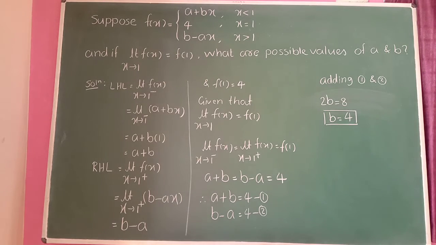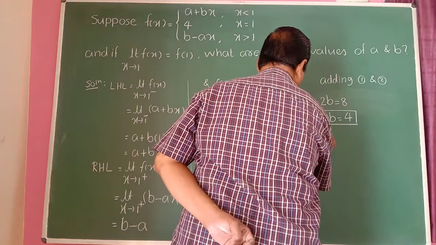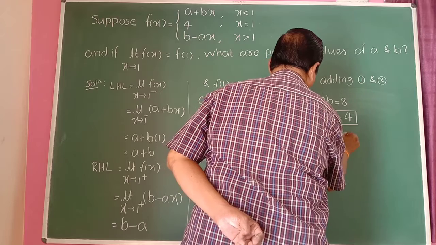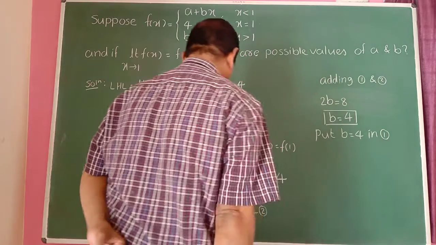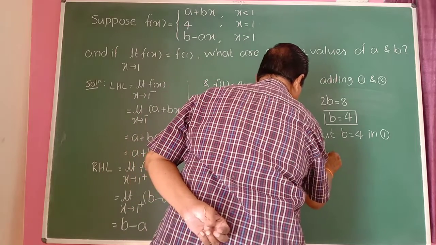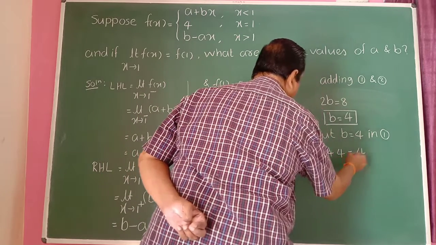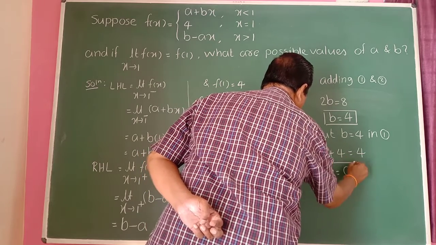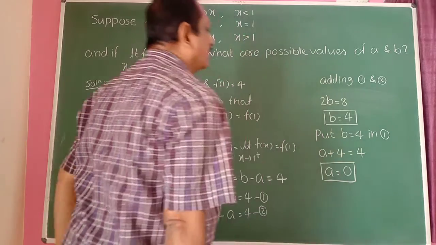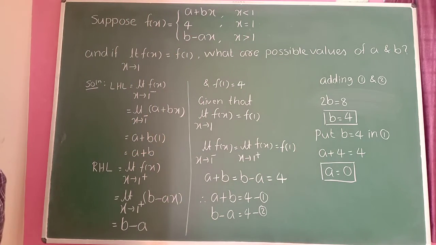Put b is equal to 4 in equation 1. Therefore, a plus 4 is equal to 4. Take 4 to the right hand side: 4 minus 4 becomes 0. Therefore, a is equal to 0. Therefore, the value of a is 0 and the value of b is 4. This is the answer here.